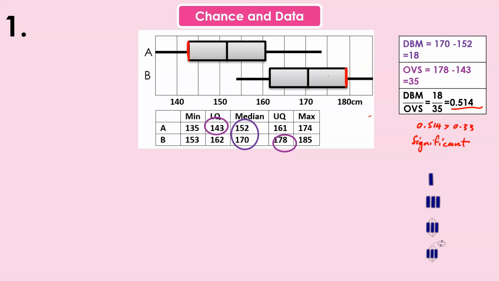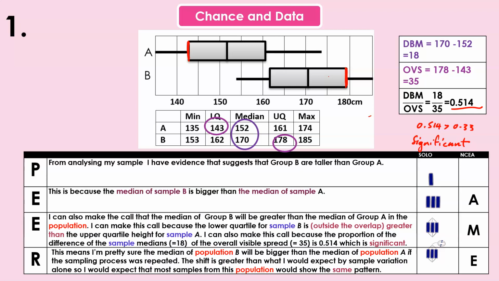Right. So now, how do we describe that, and how do we talk about that in terms of our conclusion? So how confident are we back in the population that we would see group B being higher than group A? So to start off with our PEEL structure again, we start with the point. From analysing my sample, I see evidence that group B are taller than group A. That's because the median of sample B is bigger than the median of sample A.